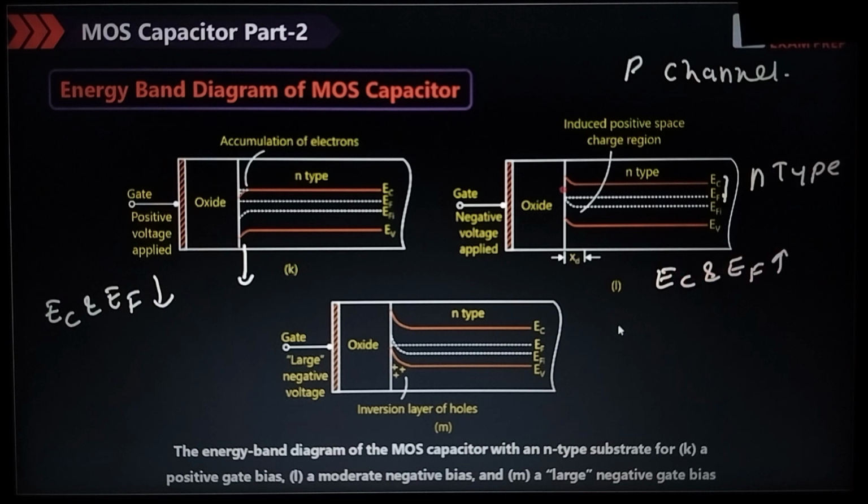This is visible. This distance increases upward. And the distance between EV and EF reduces. EC and EF increases. So this is called inversion. Inversion means there is a collection of holes, not electrons. I think that is clear. This type of diagram is objective. They will not ask other questions. Simple by diagram. What is this? We can say it is N-type, means P channel, inversion, accumulation, and so on. Okay.